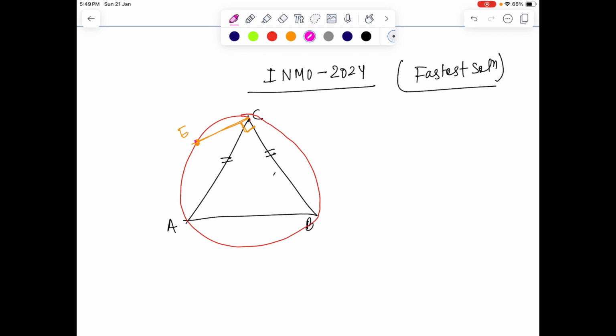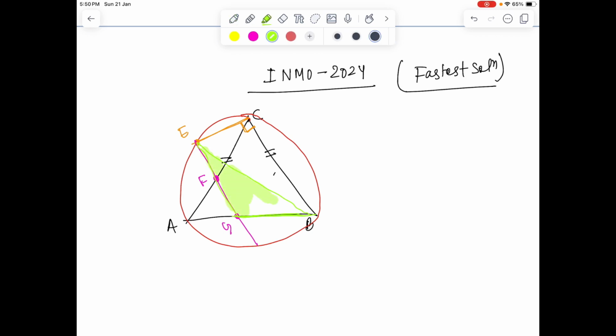The question further goes, a line through E parallel to CB. So we have this line CB. Right, so the line through E parallel to CB intersects CA in F, and AB in G. Prove that the center of the circumcircle of triangle EGB. So where is EGB? We have EGB.